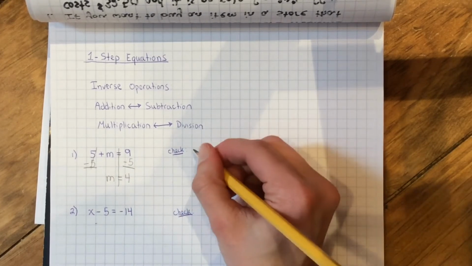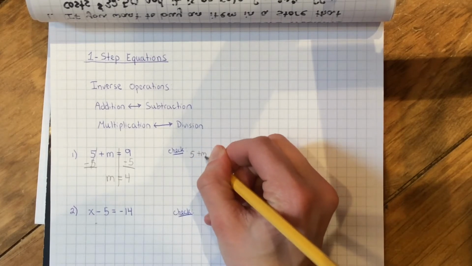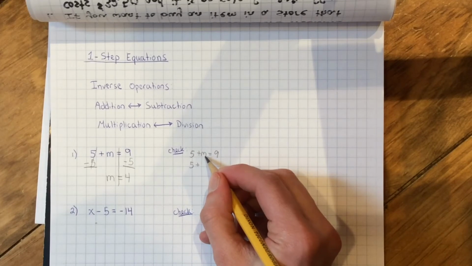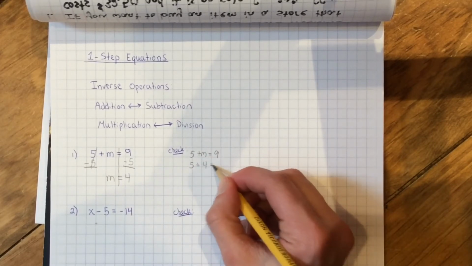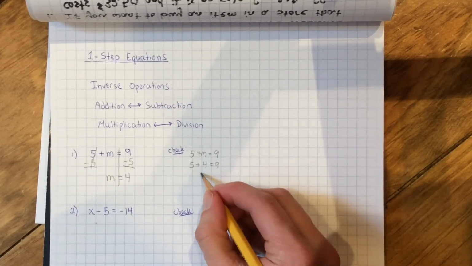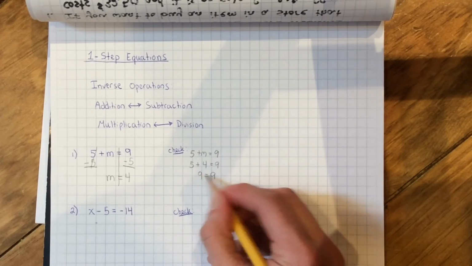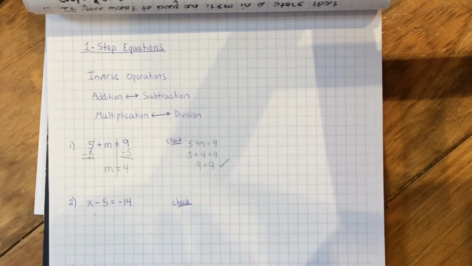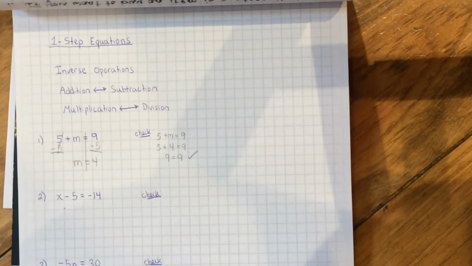I can check this by taking the original equation and substituting my answer in for the variable. So in place of m, I'll put 4. And I see that 5 plus 4 is 9. And since 9 equals 9, and the left and the right side are equal, I know that the answer of m equals 4 is correct.